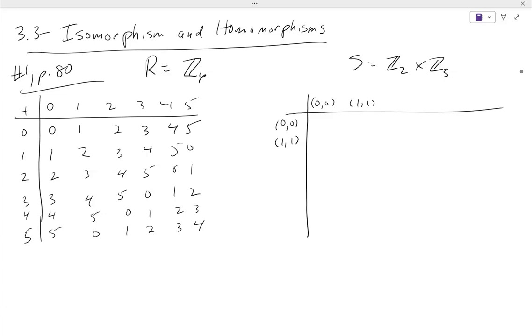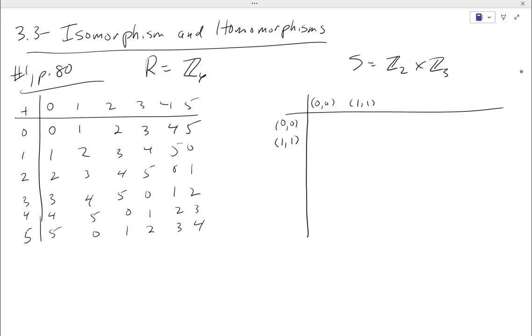1 plus 1 gives me 2. Add another one, I get 3. Add another one, I get 4. Add another one, I get 5. Add another one, I get 0. I can generate everything in the entire addition table just by taking 1 and adding it to itself over and over again. I can do the same thing with 5. If I add 5 to itself, I get 4. Add another 5, I'll get 3, 2, 1, 0.